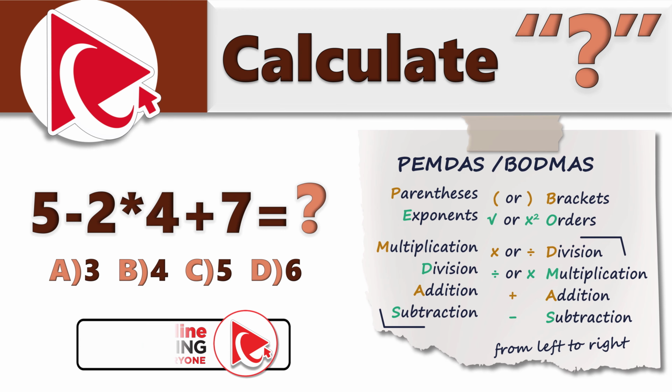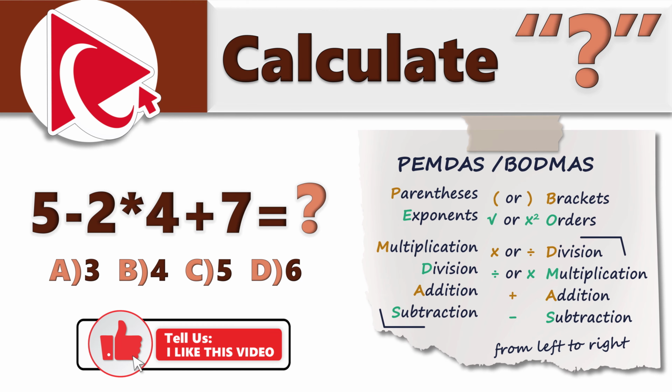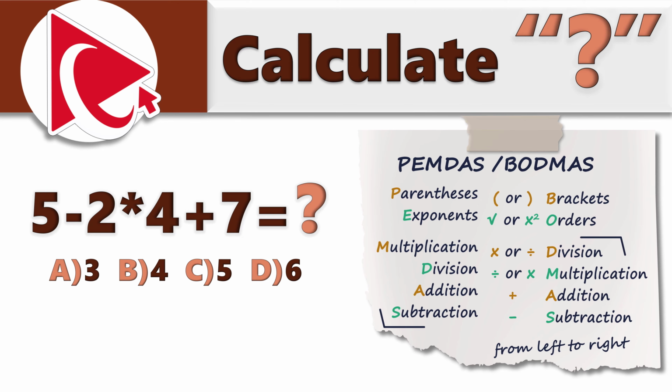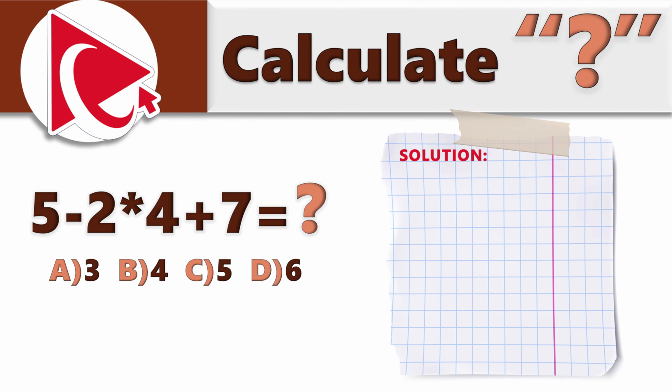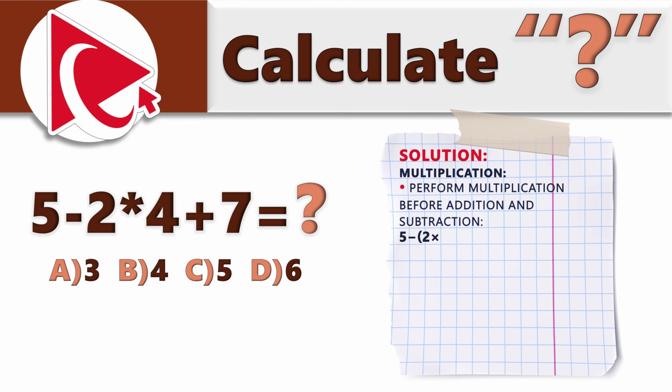The key to solving this challenge is to determine the order of operations. You might have heard the term PEMDAS, which stands for parentheses, brackets, exponents, orders, multiplications, divisions, addition and subtraction, which is also known as BODMAS, and represents the correct way to perform calculations. Let's apply this order to this expression. We first need to do multiplication. 2 multiplied by 4 equals 8. So the updated expression will be 5 minus 8 plus 7.